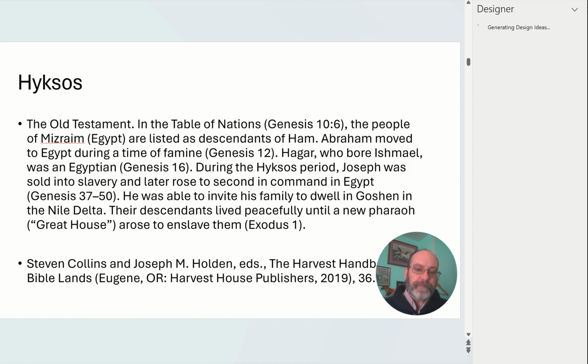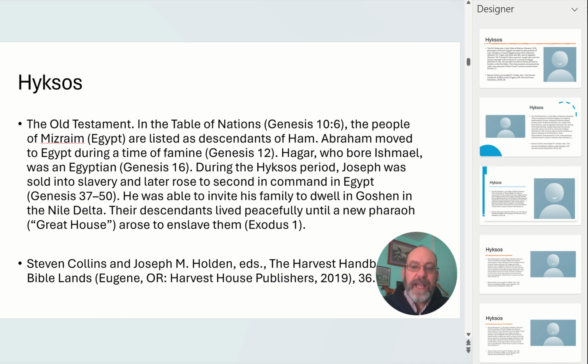So the Hyksos: in the Table of Nations, the people of Mitzrayim, which is Egypt, are listed as descendants of Ham. Abraham moved to Egypt during a time of famine, according to Genesis 12. Hagar, who bore Ishmael, was an Egyptian. And during the Hyksos period, Joseph was sold into slavery and later rose to the position of second in command in Egypt. He was able to invite his family to dwell in Goshen in the Nile Delta. And their descendants were able to live there peacefully until a new pharaoh or great house arose to enslave them.